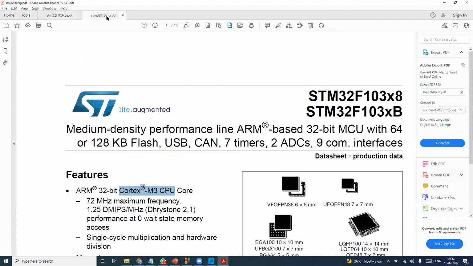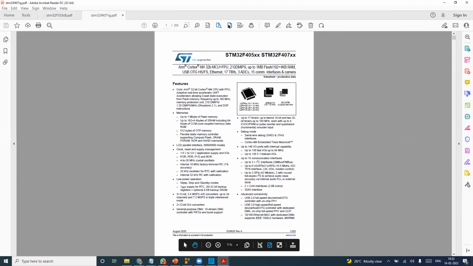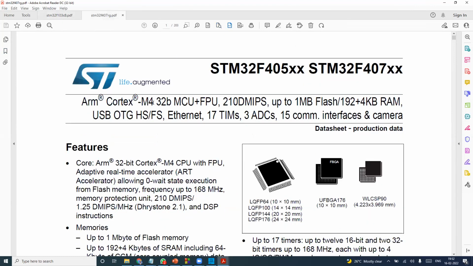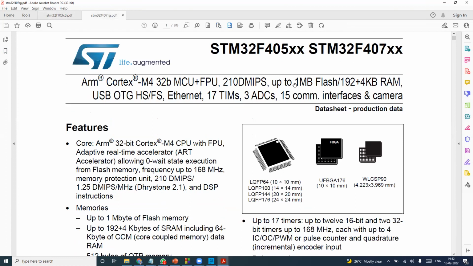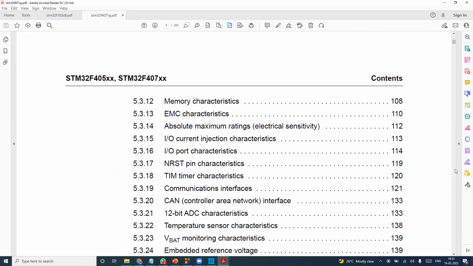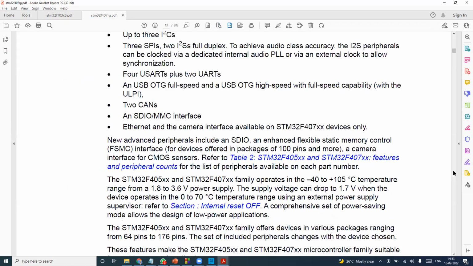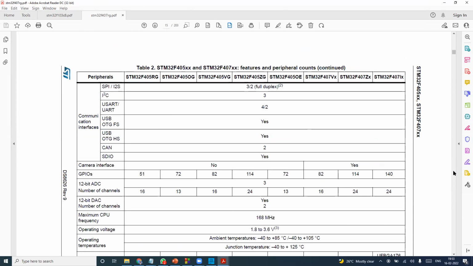Whereas the next one, 407, is Cortex M4 based. How much flash does it have? 1 MB flash. It has USB with OTG host, so it can be USB host or slave. It has Ethernet, 17 timers, and a camera interface. Go down and you will know how big the block diagram is. But this is available for 2,000 rupees, the whole controller board itself, not just the chip. If you invest 2,000 rupees, you will learn all of these things.